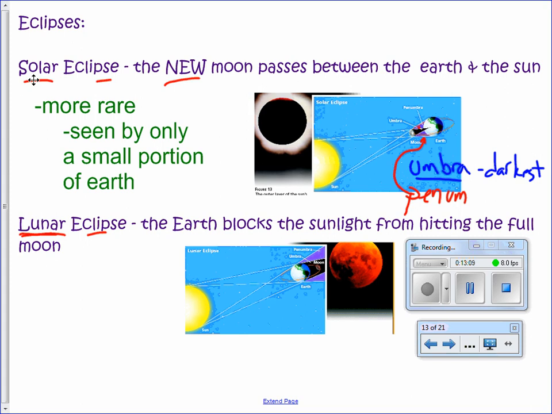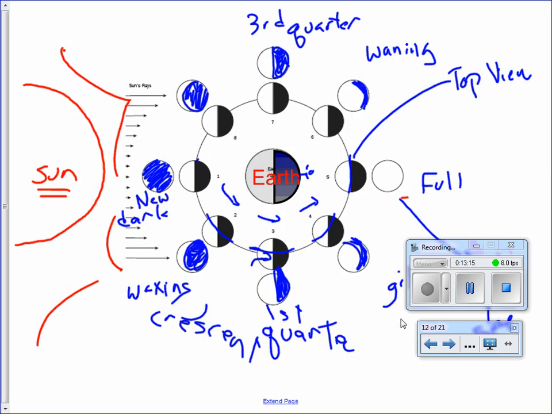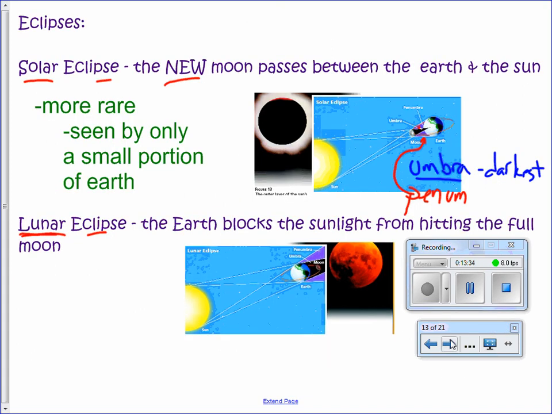Right? And the reason you know that is because if you look back at our diagram, when is the only position when the moon could block the sun? Here, right? So eclipses are only going to happen either at the full moon or the new moon. And if you think about your picture, you know where they have to occur. So a solar eclipse happens when the new moon passes between the earth and the sun.